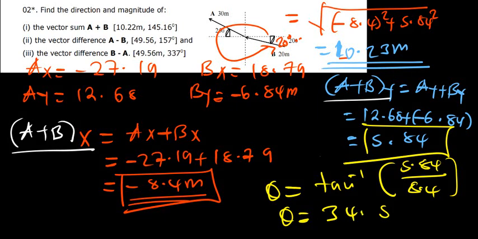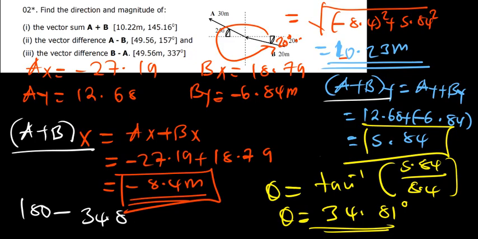34.81 degrees. Now I said if the angle falls in the second quadrant, you have to say 180 minus the angle, which is minus 34.81. The answer I get after doing the minus will be my final answer. So what is 180 minus 34.81? I'm getting 145.19. So that is my angle. Remember, we are always measuring the angles from the positive x-axis. That's why we are doing all this when it comes to vectors.